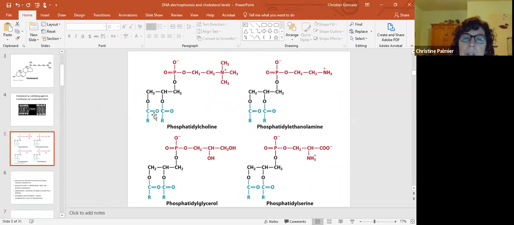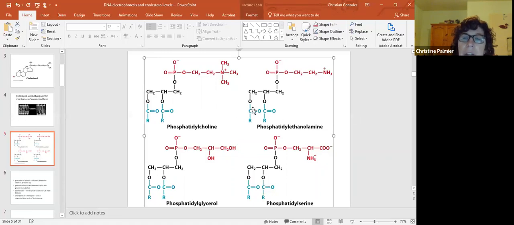And then in blue are your fatty acids, which remember there's an ester linkage between glycerol and the fatty acid. Then there'd be many CH2 groups and then end with the CH3 groups. Some of these fatty acids, as mentioned earlier, would be unsaturated.